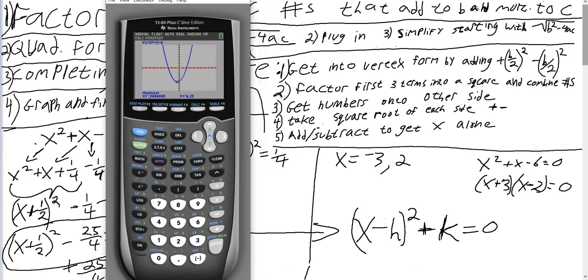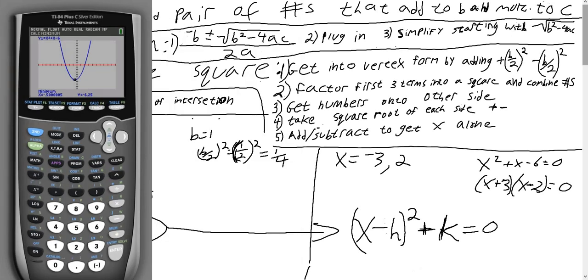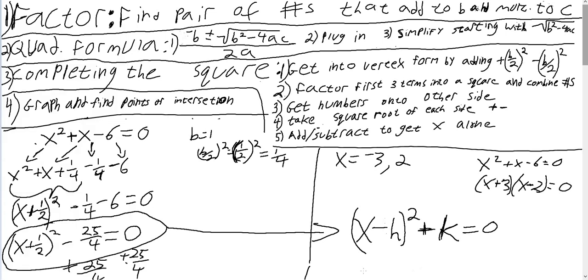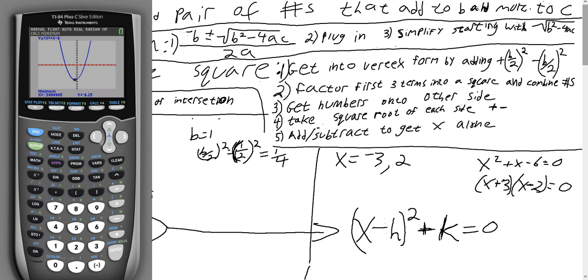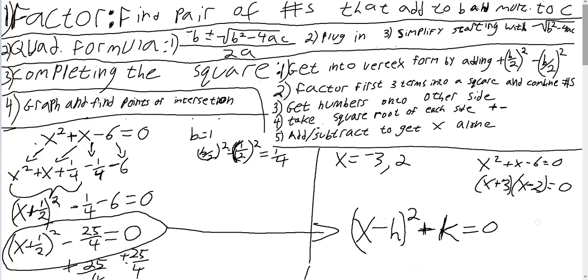So from that, we can figure out what the vertex form is. Can we keep that up here? Okay, our vertex is going to be negative 0.5, comma, negative 6.25. So let me write that down. The vertex is at negative 0.5, comma, negative 6.25.